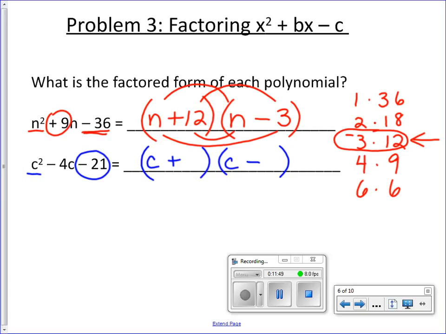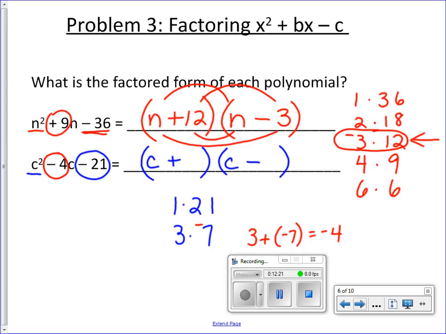Well, this one is not too hard. 21 doesn't have that many factors. Just 1 times 21 and 3 times 7. And we want these factors to add up to give us a negative 4 in the middle. So I think you see there's a difference of 4 between 3 and 7. And if we just make the 7 negative, then 3 plus the negative 7 would give us that negative 4.